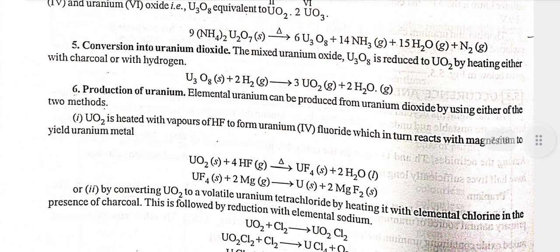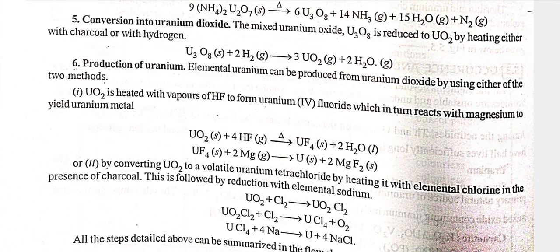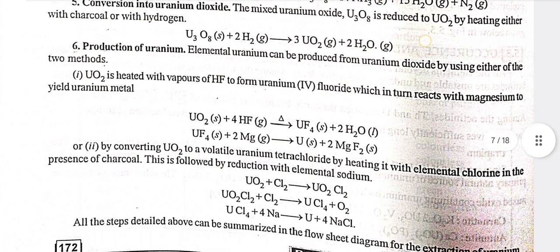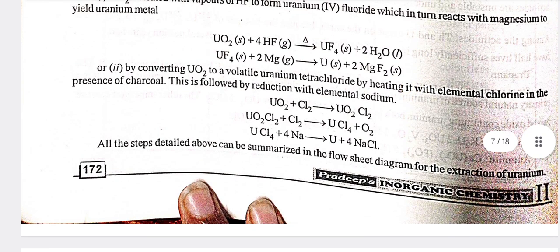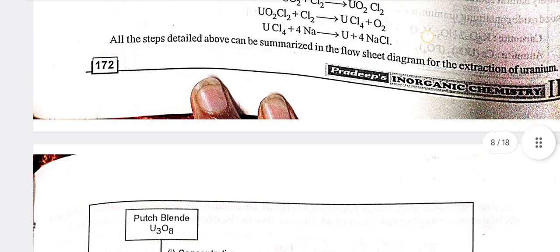Production of uranium. Elemental uranium can be produced from uranium dioxide by using either of two methods. First, UO2 is heated with vapors of HF to form uranium fluoride, which in turn reacts with magnesium to yield uranium metal. Second, by converting UO2 to volatile uranium tetrachloride by heating it with elemental chlorine in the presence of charcoal. This is followed by reduction with elemental sodium.